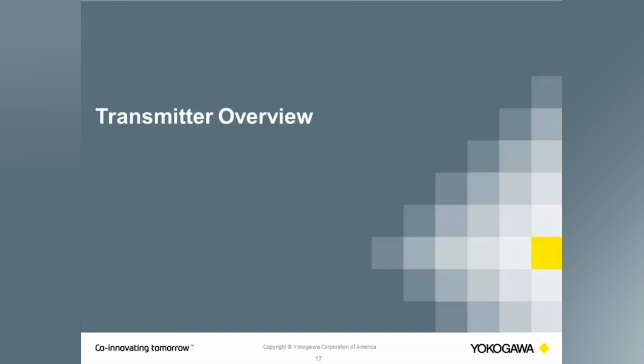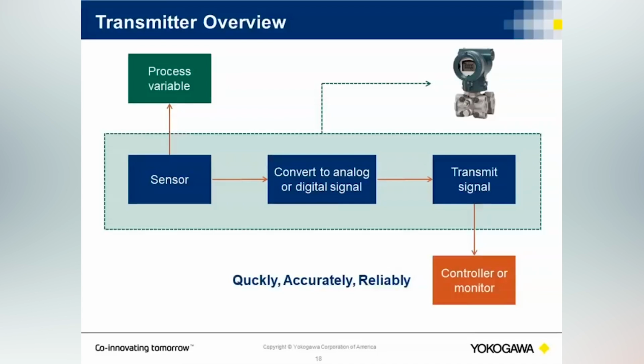Next, I'm going to get to transmitter overview. So a transmitter, and in this case a pressure transmitter, is a device that has a sensor that accurately responds to a process variable, which in this case is pressure. The sensor then outputs a signal, which is then sent to an analog to digital converter, which is then amplified and sent to either a distributed control system or some other type of controller. The sensor's job is to convert this process variable into something that can be measured by electrical instrumentation, so current, voltage, resistance.